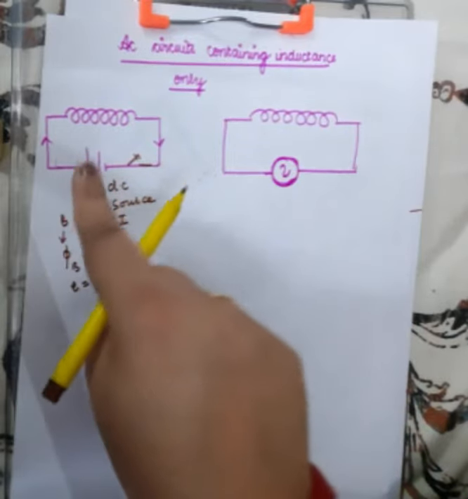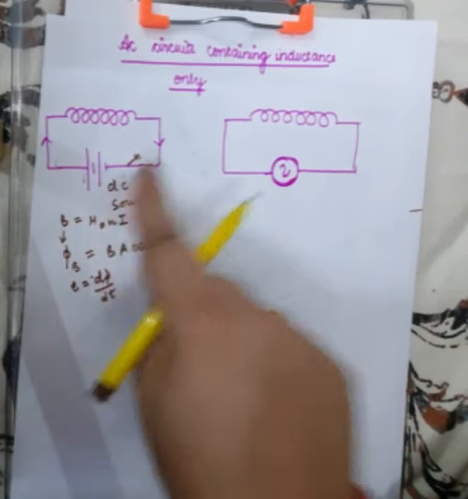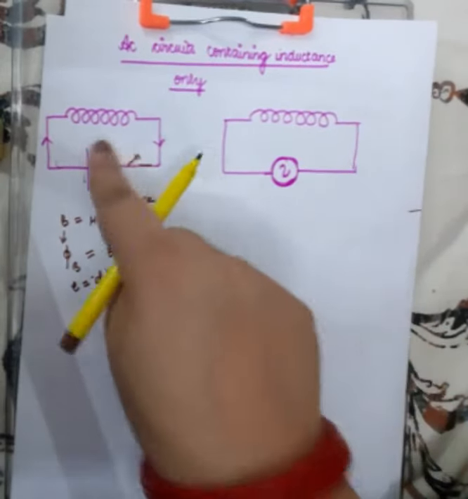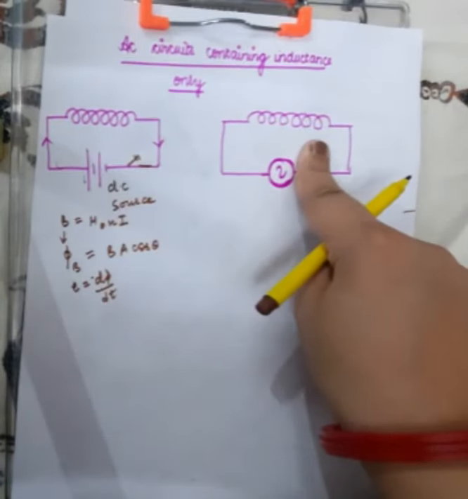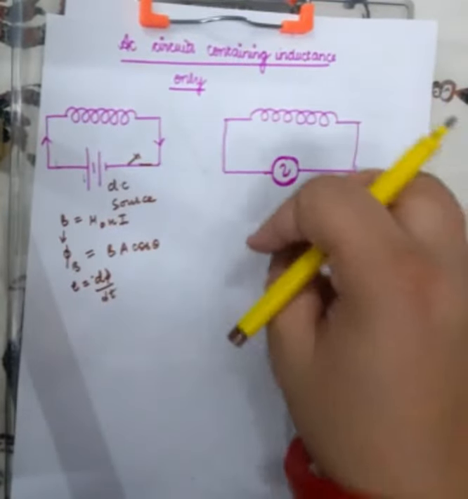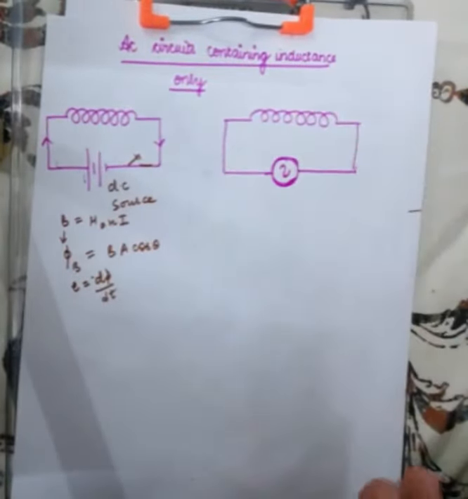Now you have replaced this DC source by an AC source. The inductor is still there. अभी जानना ये है कि अब क्या होगा इस इंडक्टर के साथ जब आपने AC सोर्स से रिप्लेस कर दिया है. So that's the target now.